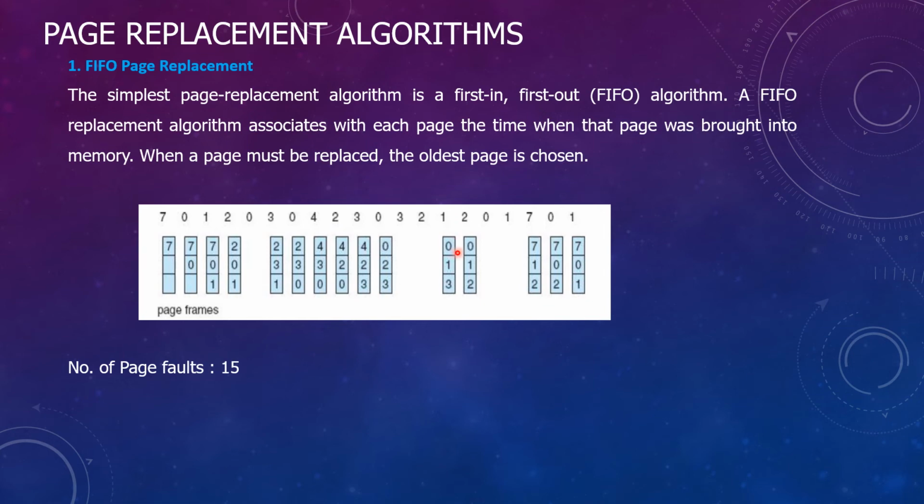The next page we have to load is page number 1. Among 0, 2, 3, the oldest page is 2, so we replace 2 with 1. The next page to be loaded is page number 2. Among 0, 1, 3, 3 is the oldest page, so we replace 3 with 2.